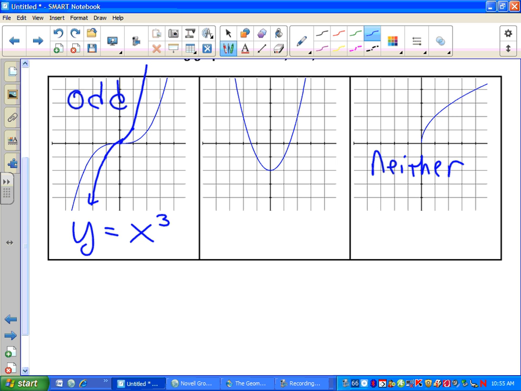So let's take y equals x cubed. If I did the same thing and put a negative x in place of it, do I get the same thing out? Is negative x cubed still positive x cubed? It's not. Is it the complete opposite? Opposite meaning the sign changed. Yes. So when something turns to the complete opposite in an equation, that shows you it's odd.